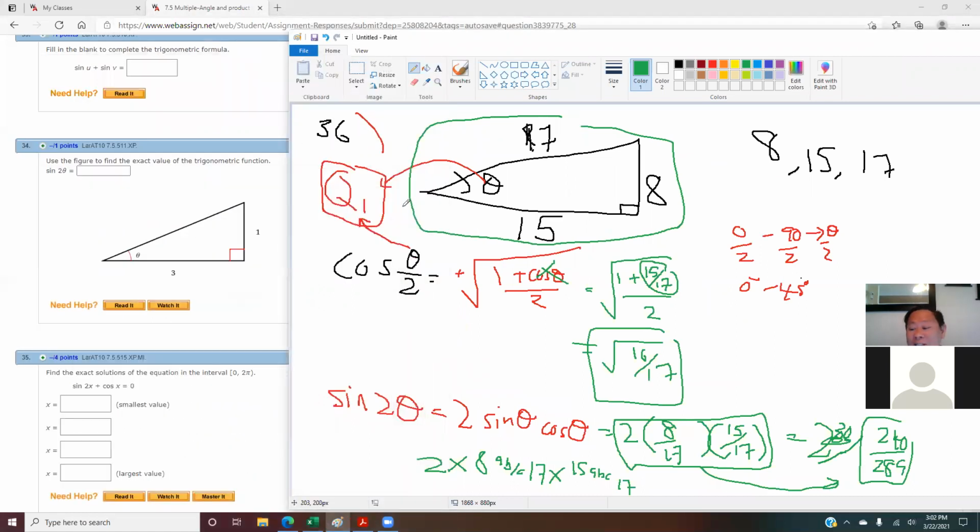Okay, but unfortunately, this is only for this triangle. But for 34, the triangle is different. See that at 1 and 3. We don't have a triplet for 1 and 3, so you actually have to use the Pythagorean theorem to figure this one out.